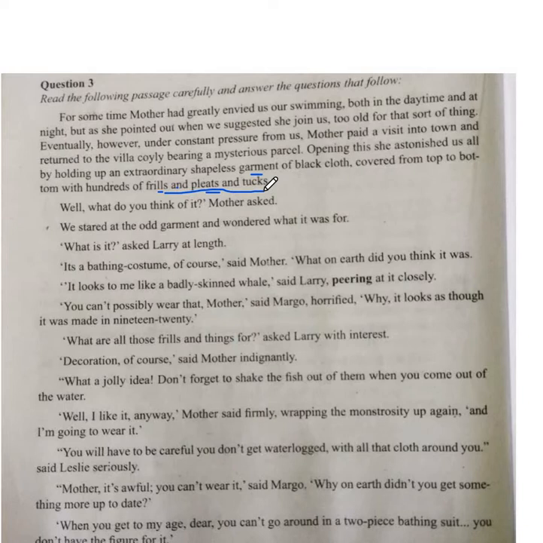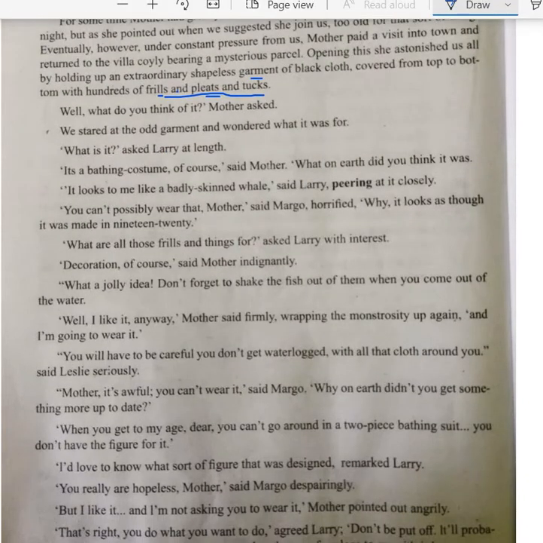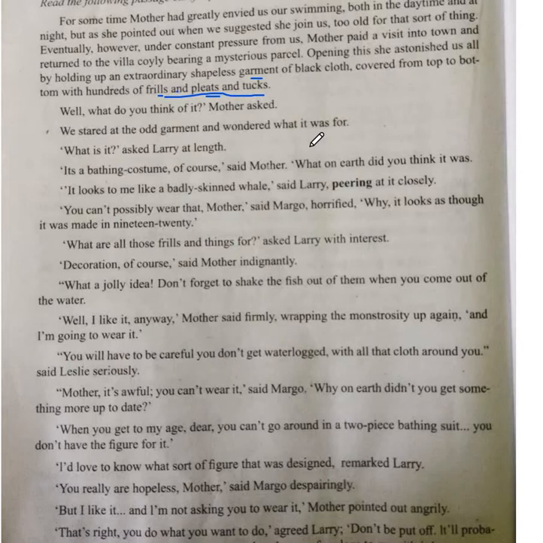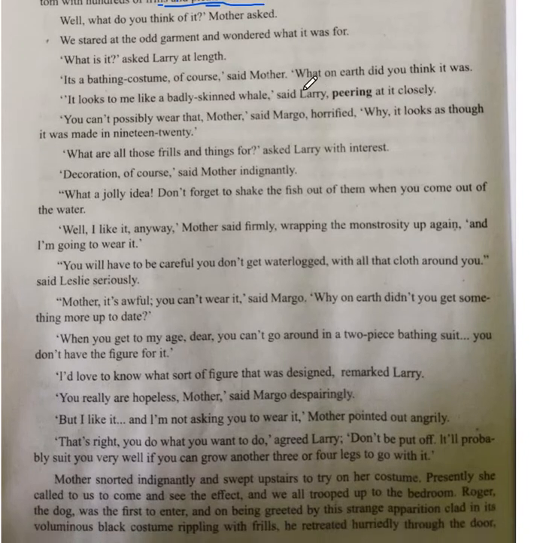We stared at the odd garment and wondered what was it for. So mother thought that it was for the swimming costume, but the boys, that means children, were very much surprised to see that. Now, what was it? Asked Larry at length. Then, is it a bathing costume? Of course, said mother. What on earth did you think it was? So they didn't think this was a swimming costume or a costume for taking a bath.